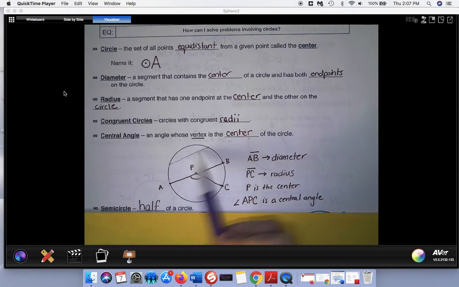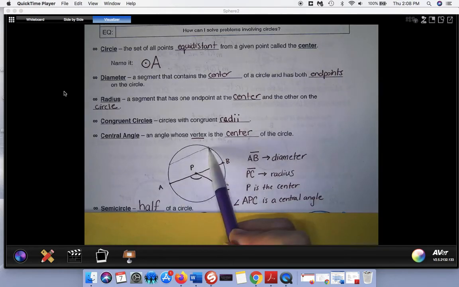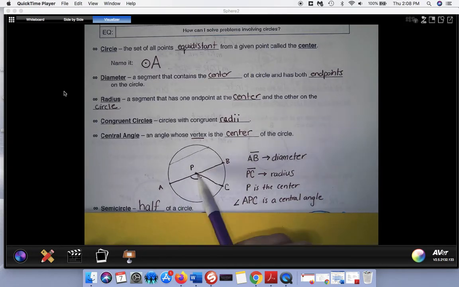We actually call this kind of segment a chord, which if we were doing a few sections from chapter 12, we would talk more about chords. But just understand that there is a difference in identifying something as a diameter, which is actually a chord, but a chord is not always a diameter. All right, you should already be familiar with, but I will just reinforce a radius from center to circle. PC is a radius, but so is PB, and so is PA.